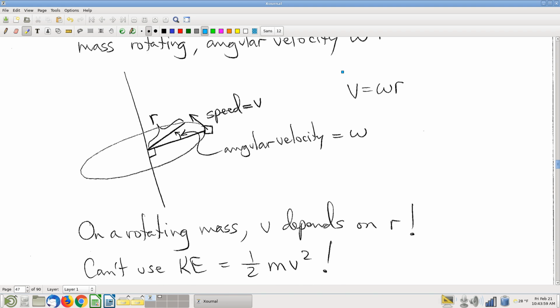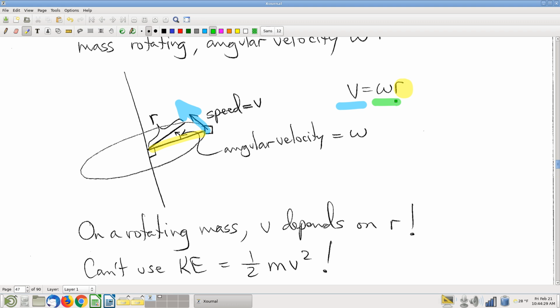Now these are old geometry facts, but in the same way that the distance of an arc around a circle is the radius times the angle, likewise, the speed is the radius times what we call the angular speed.